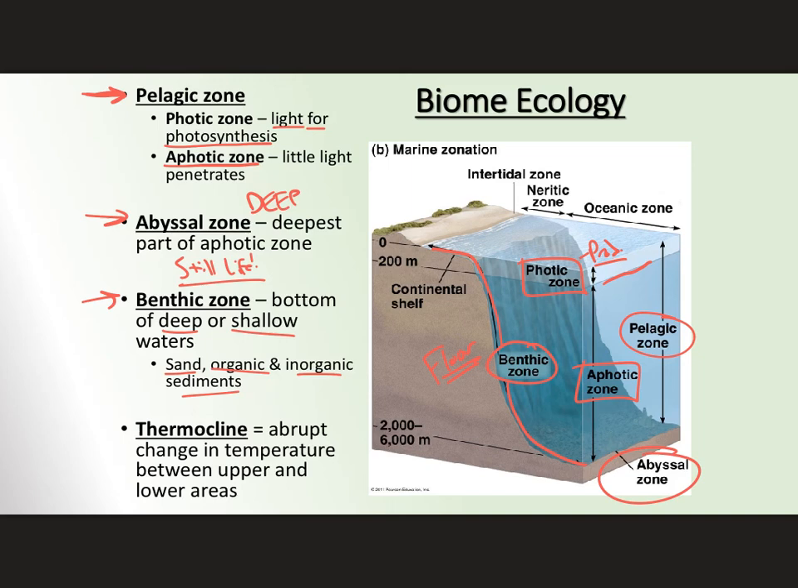And then the last thing to point out here is just another new vocab word, which is thermocline. Hopefully you'd see thermo and you'd think something to do with temperature, but thermocline is like an abrupt change between the upper and lower areas. So there's a very distinct thermocline at this line between the photic and aphotic zone, because where the light penetrates, it's going to be warmer versus where the light does not penetrate.